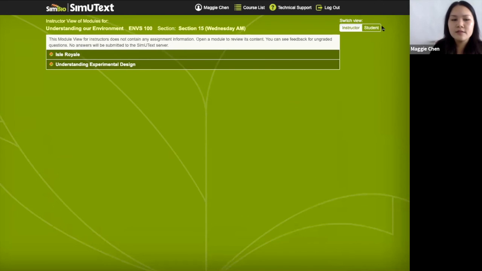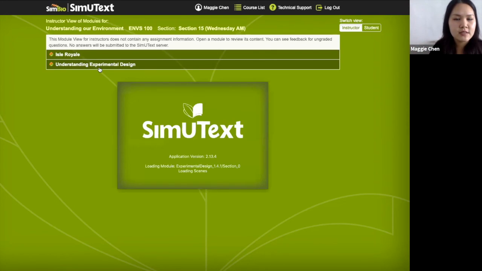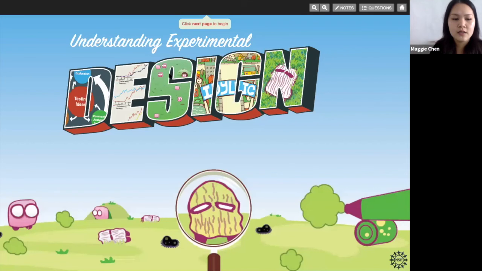So when you log into Simutext, the very first page, the home page that it's going to take you to, you're going to have Isle Royale and Understanding Experimental Design. So this is the lab that we're doing today. Isle Royale is for in 2 weeks, for lab 3, because we don't have lab next week because of President's Day.